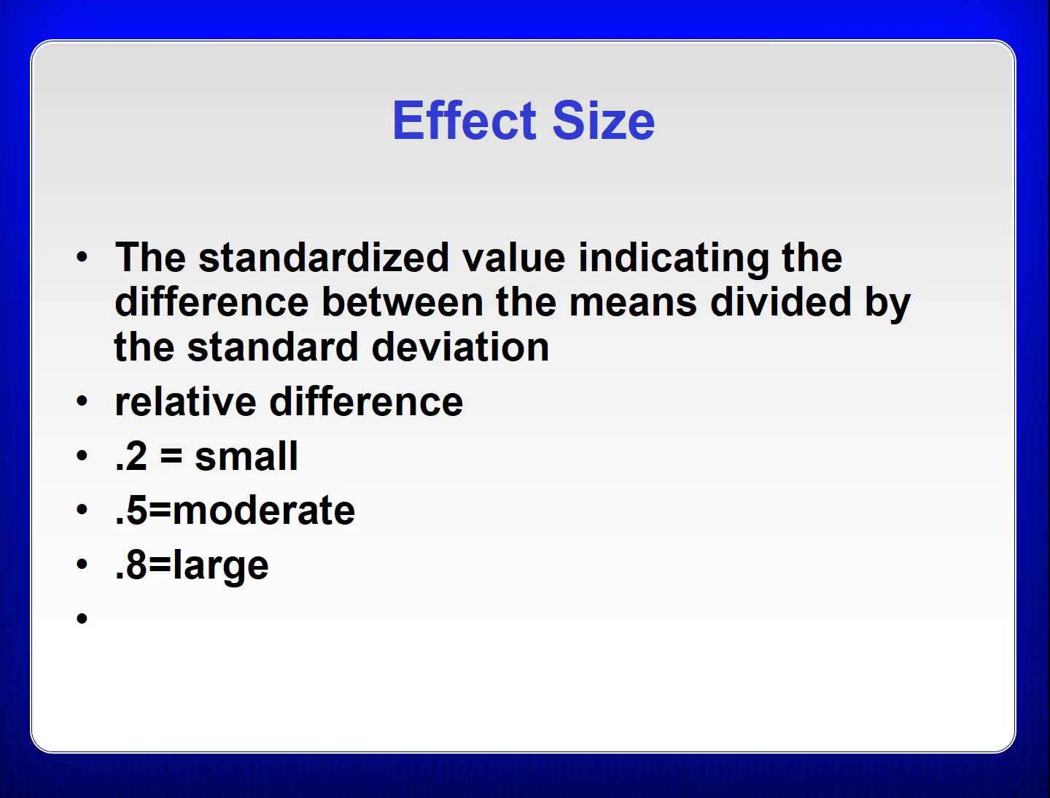It is the standardized value indicating the difference between the means divided by the standard deviation. In other words, it indicates the relative difference. In general, 0.2 is a small effect size, 0.5 is a moderate effect size, and 0.8 is a large effect size.